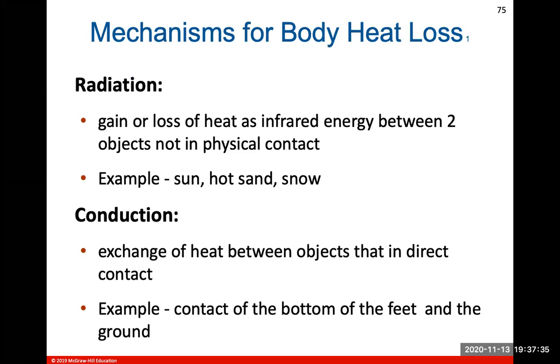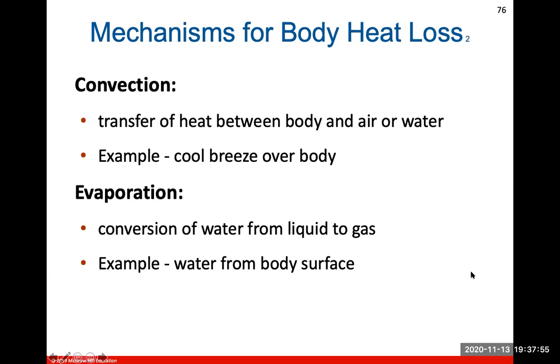Radiation is the gain or loss of heat as infrared energy between two objects not in physical contact. An example is the sun, hot sand, or snow. Conduction is the exchange of heat between objects that are in direct contact, for example, contact of the bottom of your feet with the ground. Convection is the transfer of heat between body and air or water, and an example is the cool breeze over a body. Evaporation is the conversion of water from liquid to gas, and an example is the water from the body surface.